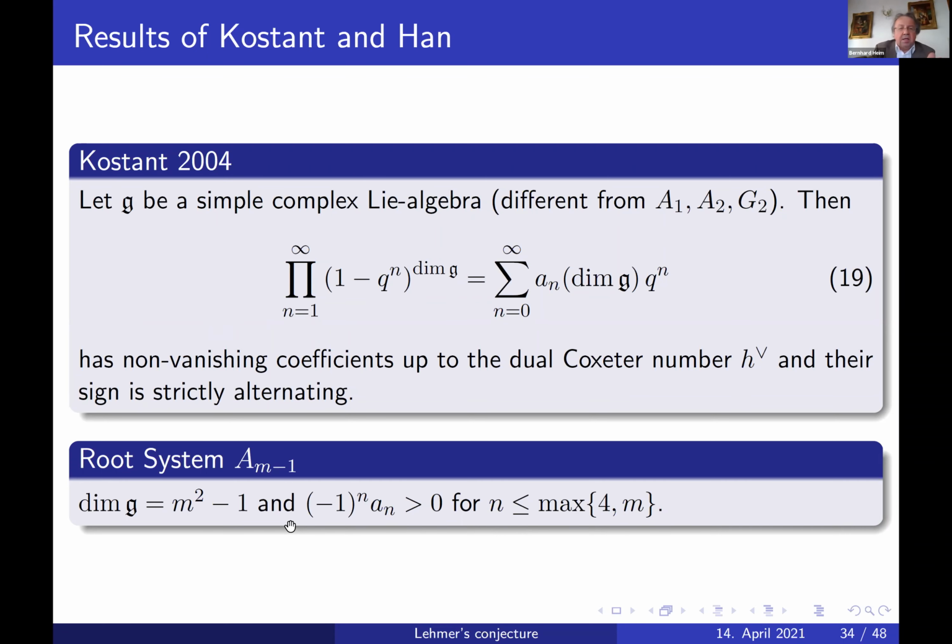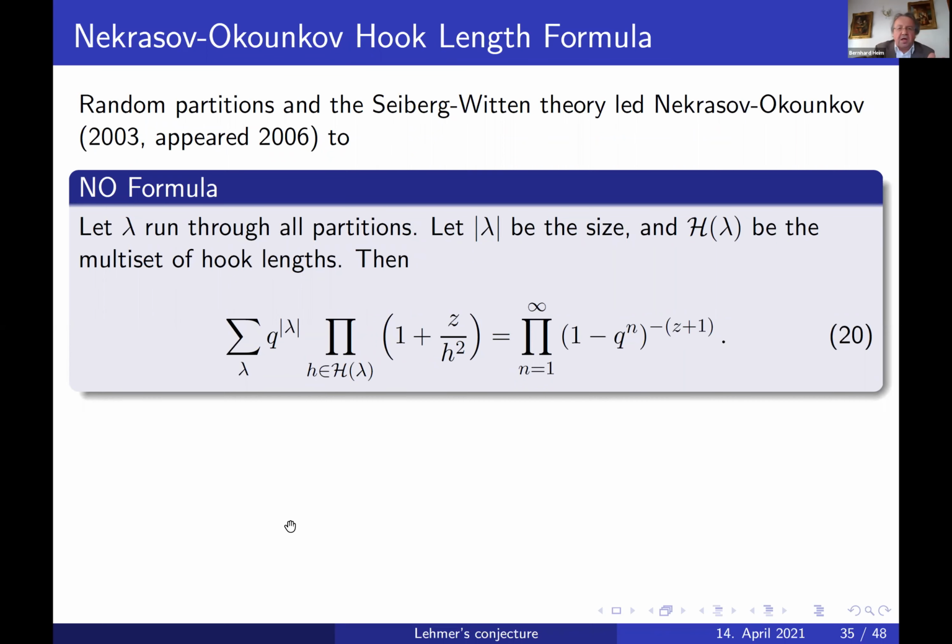And there's also this interesting topic, the Nekrasov-Okounkov hook length formula, where you run over all partitions, where this is the size, you take this multiset, and they found this beautiful formula. You also see in this formula that the hook length h is never larger than n. Since we know this has all real coefficients, because you can connect it to the Laguerre polynomials, you can also see the roots: when you have real roots, they have to be equal to some hook lengths.